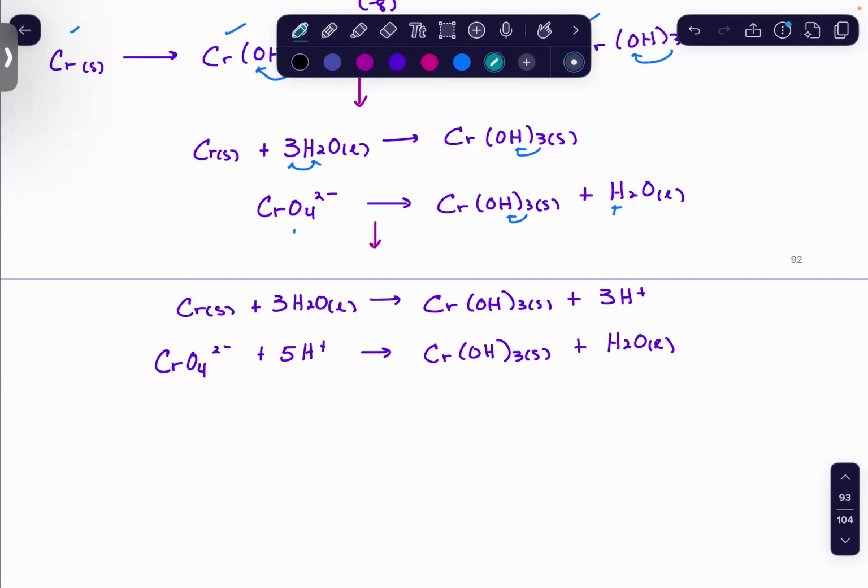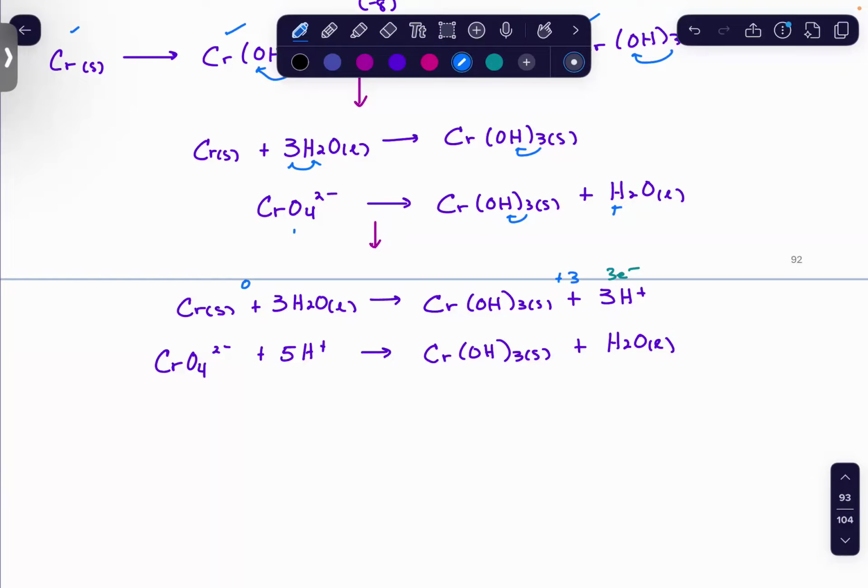Next thing we're going to do is use electrons to balance charges, so let's try and figure out what those charges are. For my solid chromium equation, I have solid chromium and water on the left, so that's a total charge of 0, versus on the right, I have a neutral molecule and 3 protons, so a total charge of +3 on that side, which means that side is going to end up getting 3 electrons to make everything neutral.